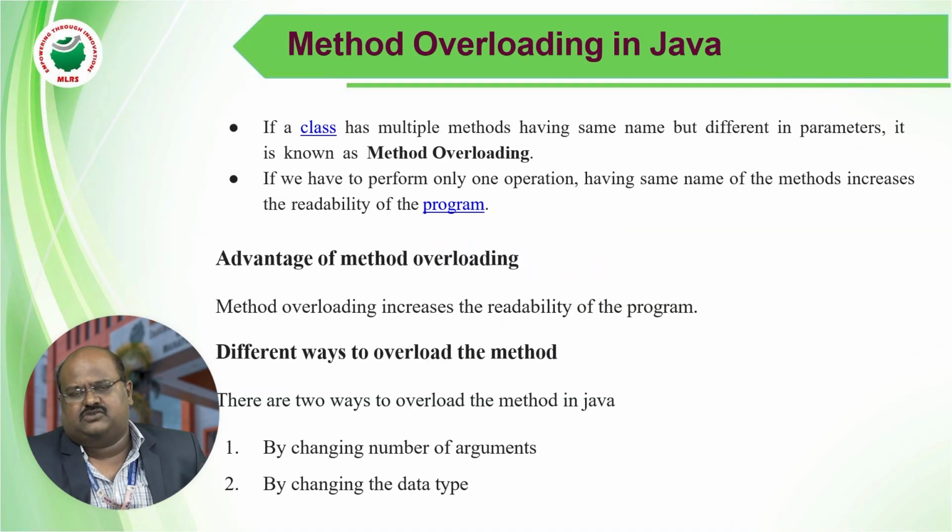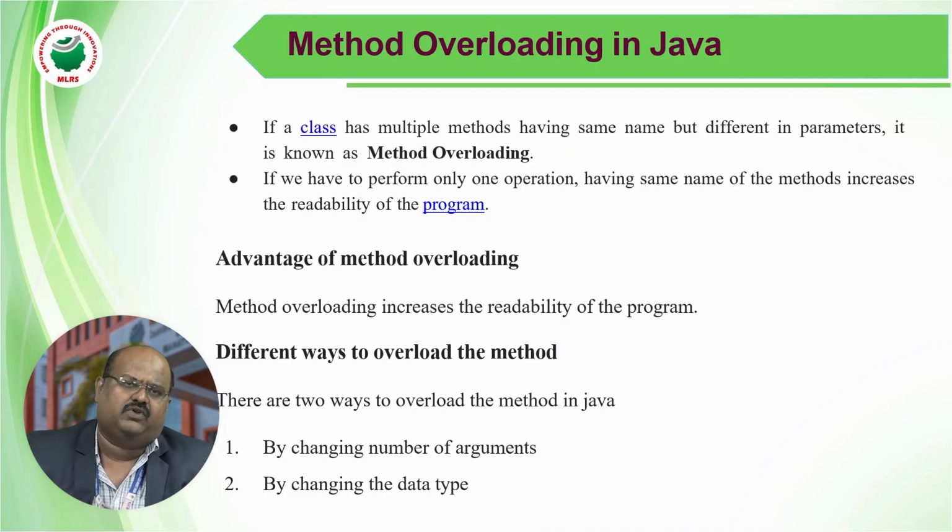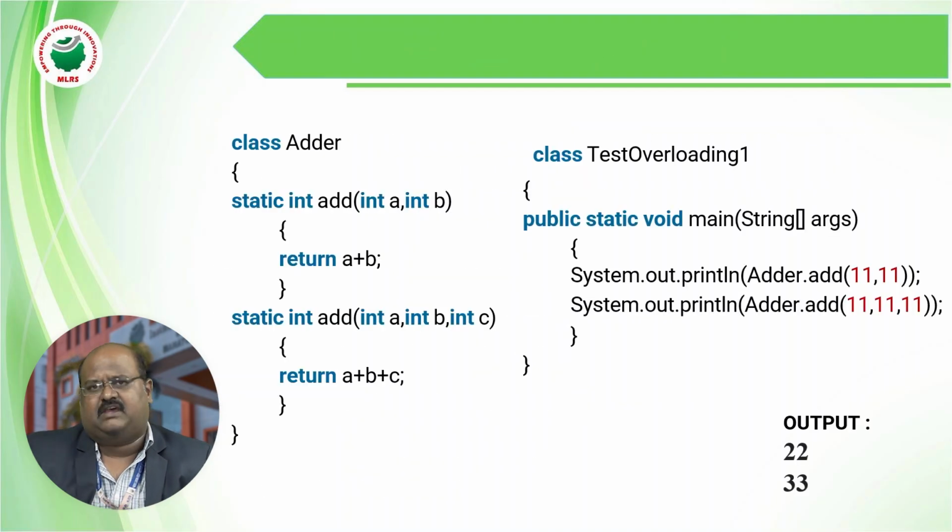Then the next concept is method overloading. See how we have overloaded a constructor. Similarly, we can overload any number of methods. There is no limit for overloading. If you want, you can write 1, 2 or n number of overloaded methods. There are different ways to overload a method, right? You can change the number of arguments in a method or change the data type. So here is an example.